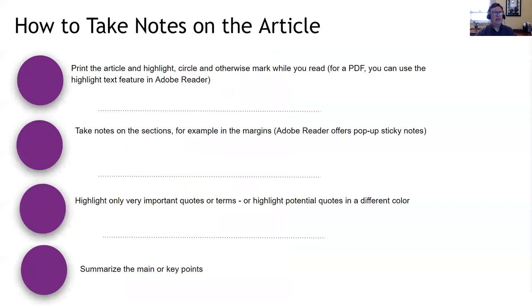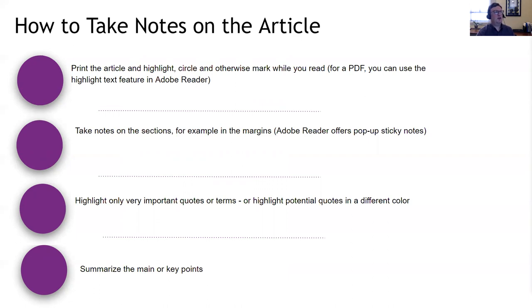And then how to take notes. These are just some suggestions. I often find, I think students are really good at doing this, at printing an article or highlighting it online. If you have a PDF, in case people aren't familiar, there's a highlight text feature in Adobe Reader that you can use and then save the document. I know some students like to print them out, and as I think you all know, you get $35 in free print credit, so you certainly could. But if not, again, you can use that tool in Adobe Reader.